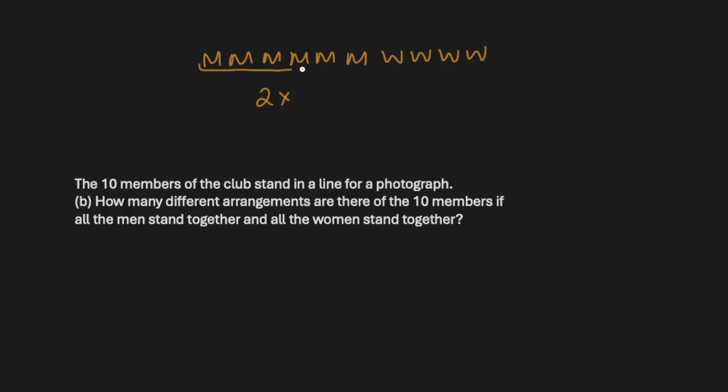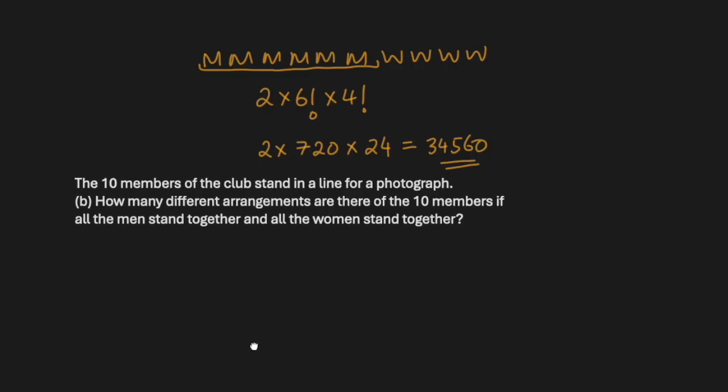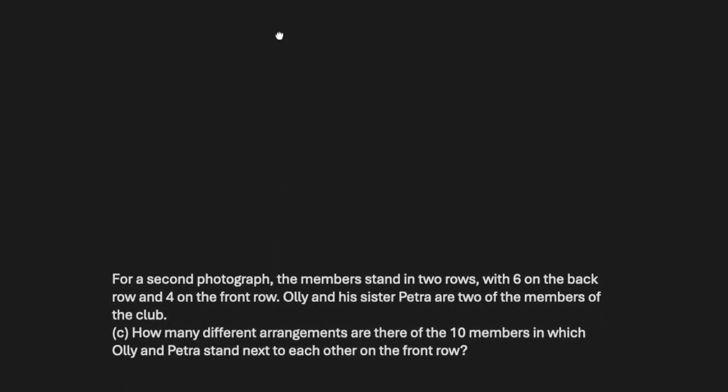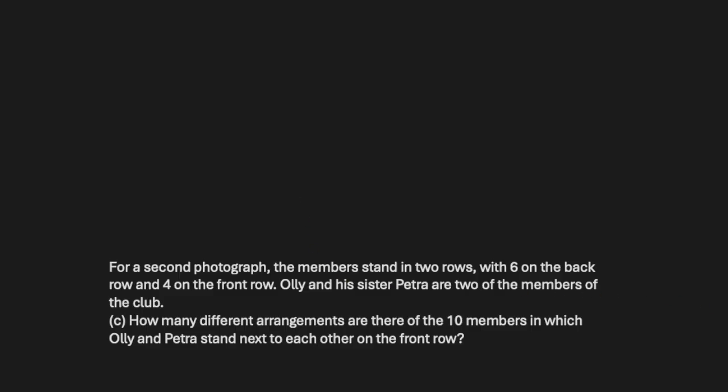Now within this group, these 6 men can change their place, so it will be 6 factorial, and 4 women can change their place here, that will be 4 factorial. So the answer should be 2 times 6 factorial, which is 720, times 4 factorial, which is 24, which comes out to be 34,560 such arrangements.